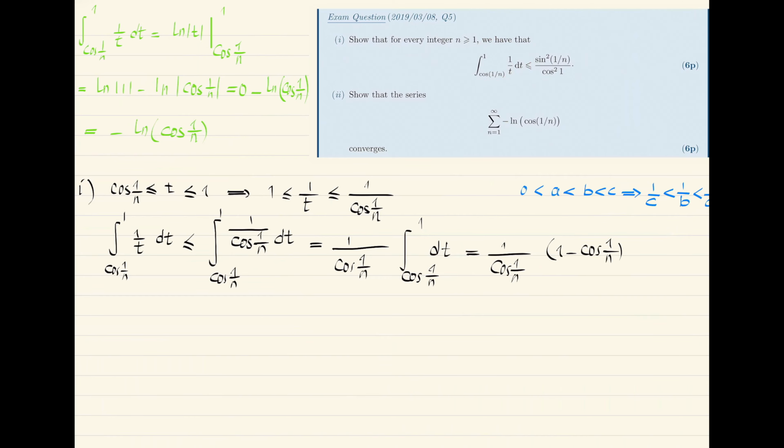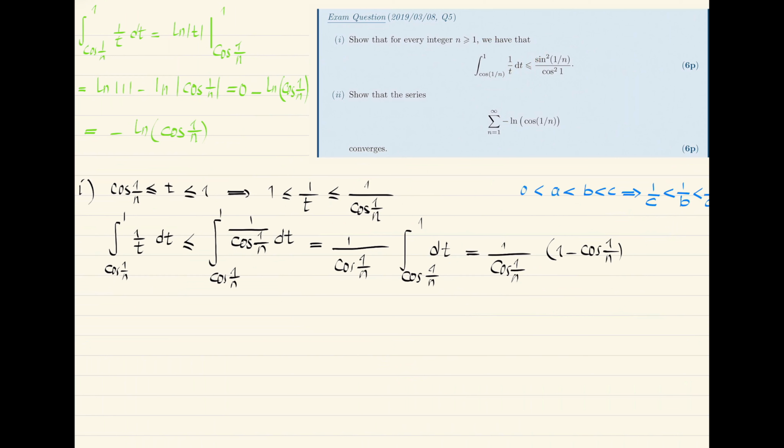So what I was able to show is that this integral, which is this one, is less than or equal to this expression. But I was not supposed to show that this integral is less than this one. I was supposed to show that this integral is less than this expression. Okay, so I have to manipulate this expression algebraically so that I can get as close as possible to the expression given in the question of the exam.